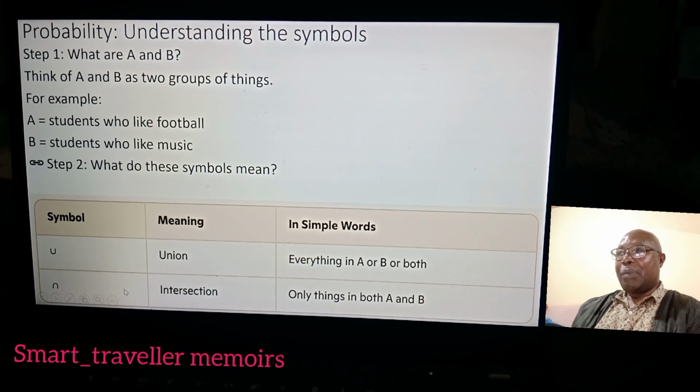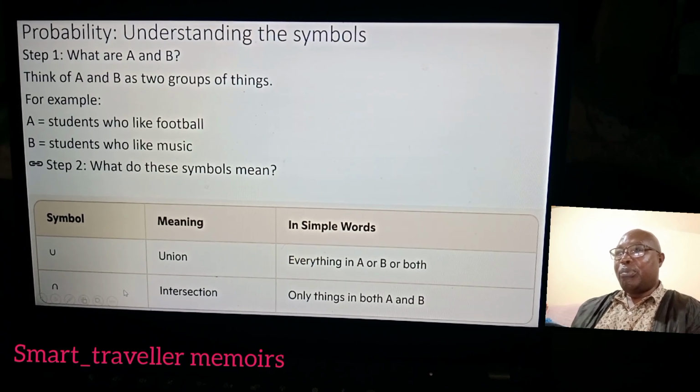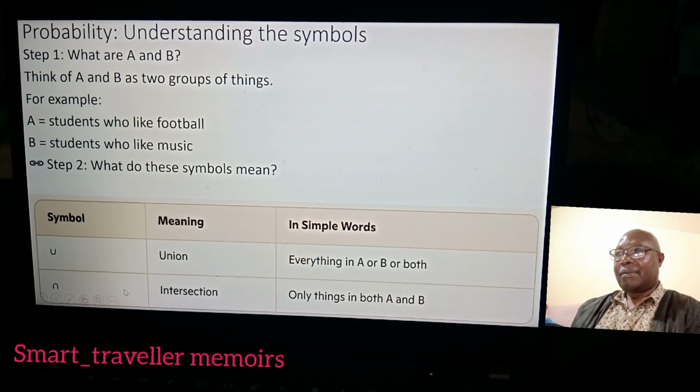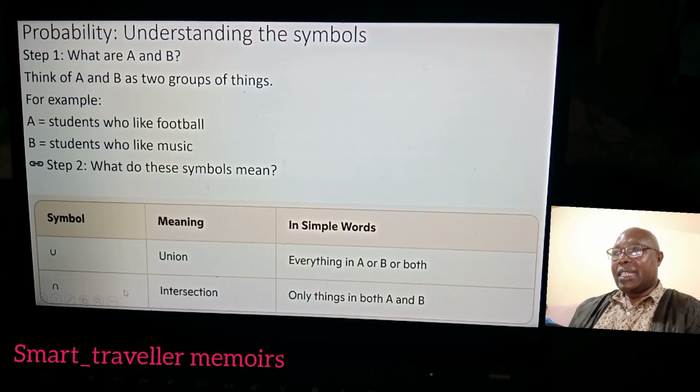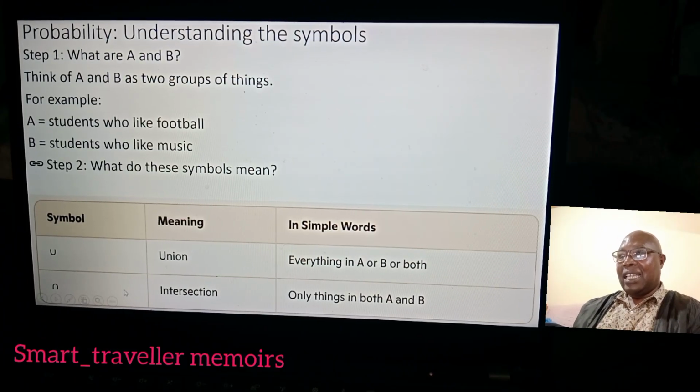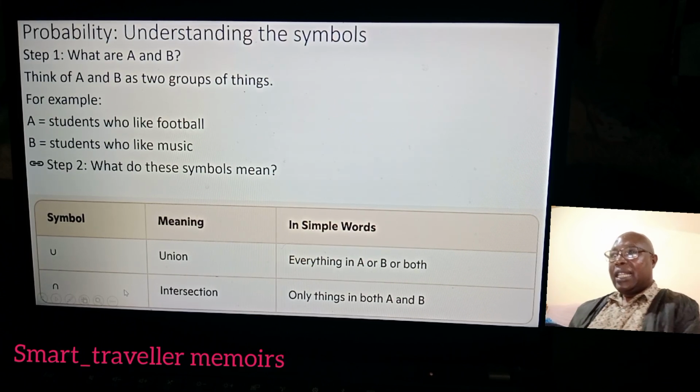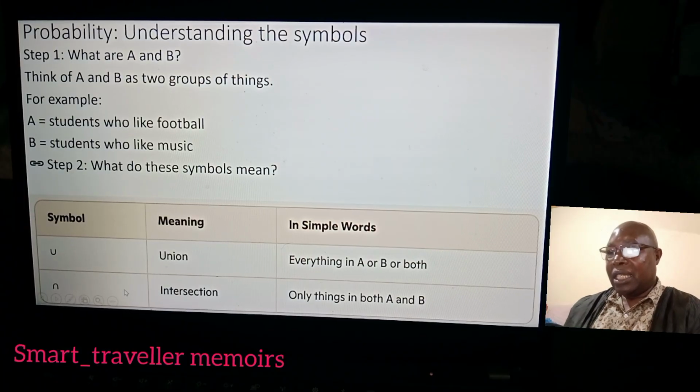So our next step is, what do these symbols mean? What do I mean by that? There are some symbols we use. A U, and the other one is N, or the inverted U. So, let me tell you what the symbols mean.